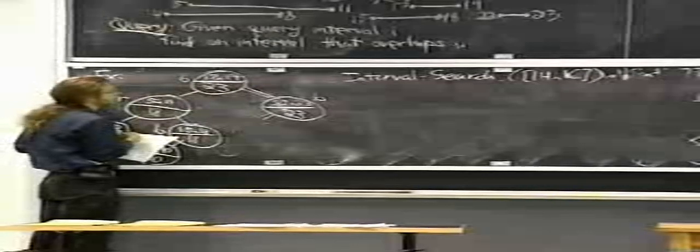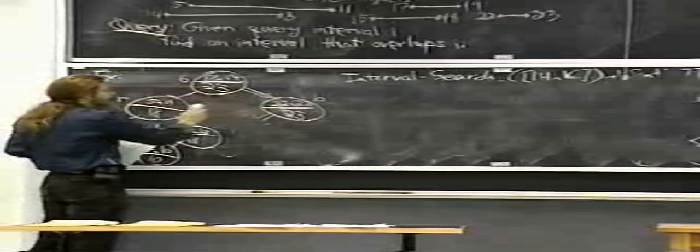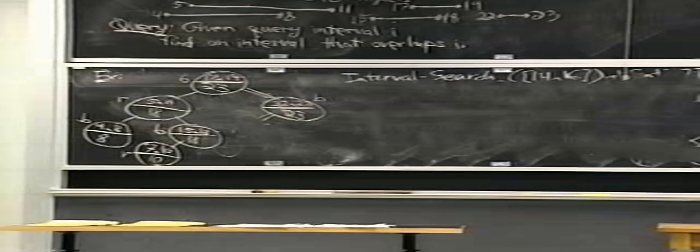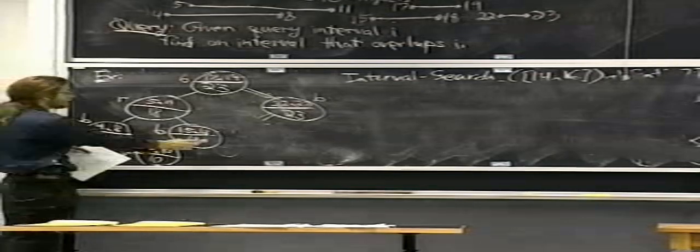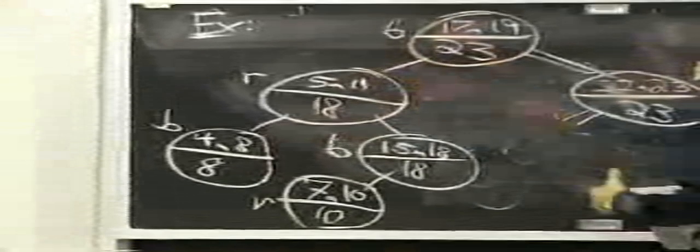Let's do the search. Start here. Does 14, 16 overlap 17, 19? No. So this is not my answer. Should I go left or right? Look at the computation. There is a left child. You can also cheat: 15, 18 is what I want. It's down here, so I better go left. But you can check. If I look at the max of my left, that's 18. That's bigger than 17, so I go left.